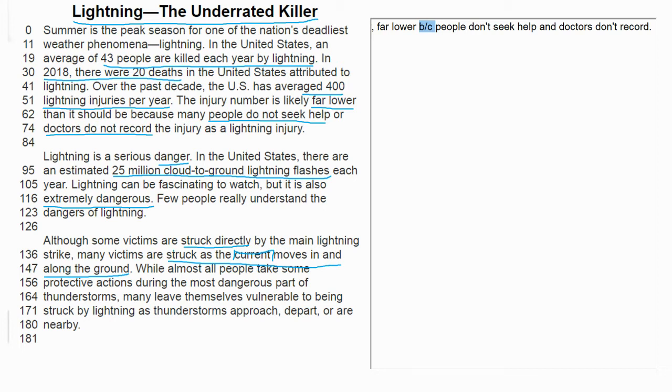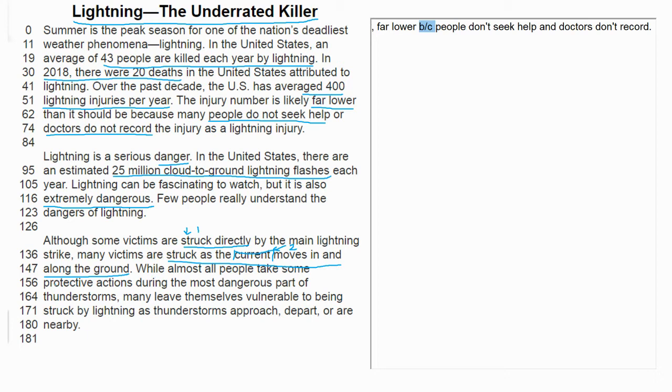So our first sentence is telling us that people can be harmed when they are struck directly by lightning, but they can also be harmed when that lightning is moving along the ground, so when the electricity is flowing through the ground. So we've got two ways of actually being harmed by that lightning. All right, let's finish the paragraph.